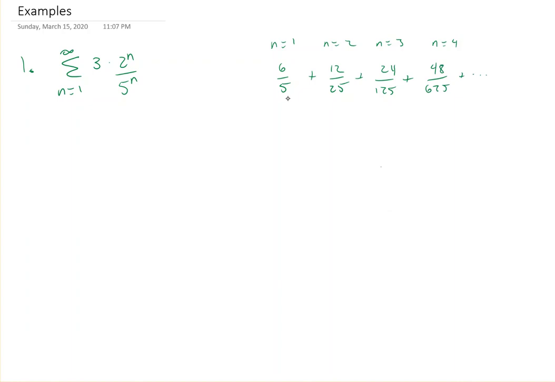Some of you need to write that out to see it. Some of you saw this already, that there's just a common ratio r of 2/5. It's multiplying every time by 2/5. And you can see that if you think about this as 3 times the quantity 2/5 to the power n. That's another way of looking at it. So therefore, we have a geometric series, and r is 2/5, which is less than 1. So therefore, we have convergence.